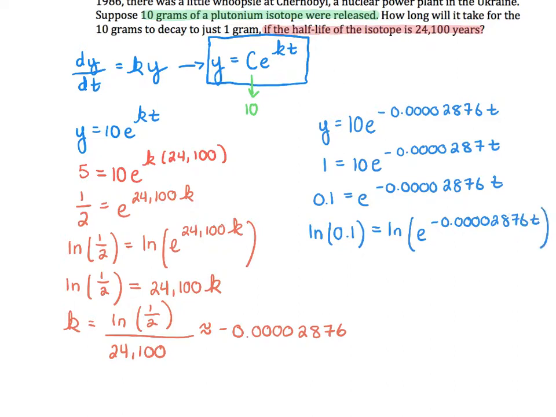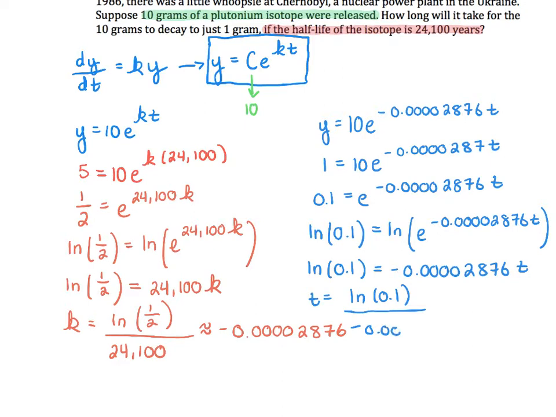Okay, and so then we're going to get that the natural log of 0.1 equals negative 0.0002876t. Thus, t equals the natural log of 0.1 over this super duper teeny tiny number, and that is approximately 80,062 years. And this is why nuclear disasters are so bad.